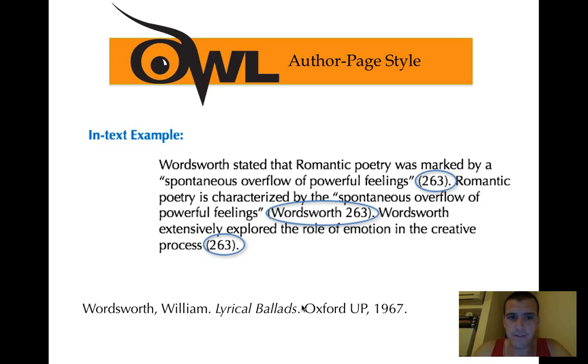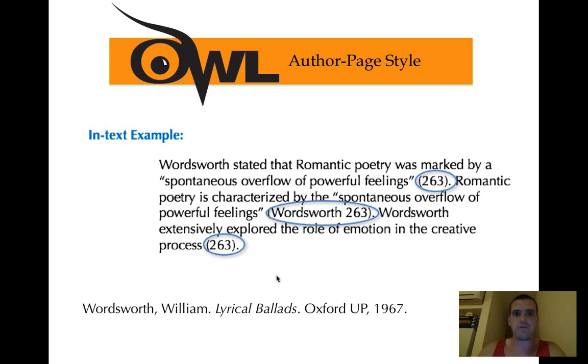The point of this is what's at the very bottom here. If I am interested in looking at this source, I can refer all the way to the back of the paper, to the works cited page. And that's what you see at the very bottom of the page here: Wordsworth, comma, William, period, Lyrical Ballads, period, Oxford University Press, comma, 1967. That is a bibliographical example. This is how you would do it in the back of your paper. But the focus right now is in-text. When you're typing your paper and you need to cite a source, this is how you do it: name and a page number, or if you use the author's name in the sentence, you just put the page number.